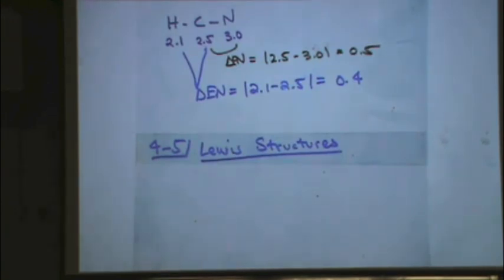This is page 85 in the reader, in the textbook. So we're around 357.